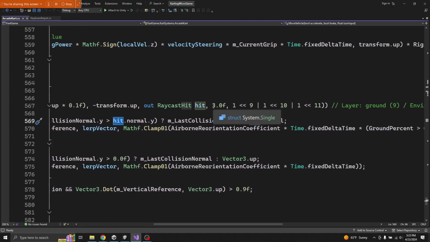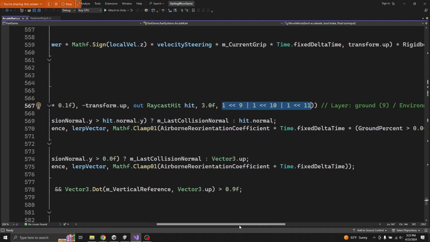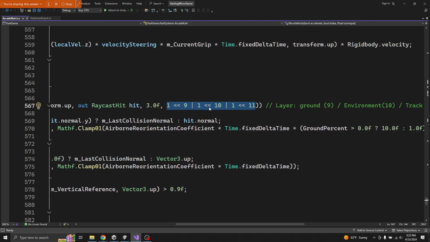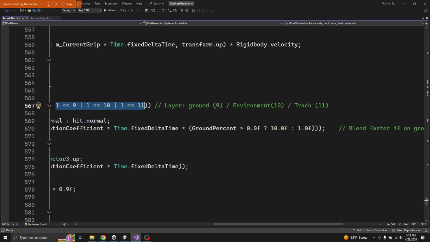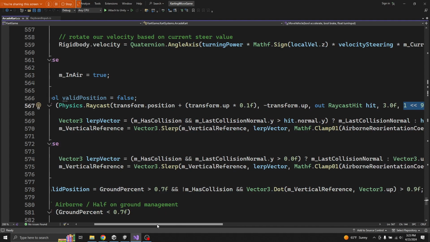These are dealing with how far we're shooting it, 3 meters down. And then this is just dealing with our physics raycasts, our layers. We don't have to think too much about this. These are like bitwise operators. I'm not going to go into that. It's a little bit too in depth for this class, but this is just saying, hey, if the physics layer, whatever we hit, happens to be on layer 9, which is ground, 10 environment, or 11 track, then we are interested in whatever we hit.